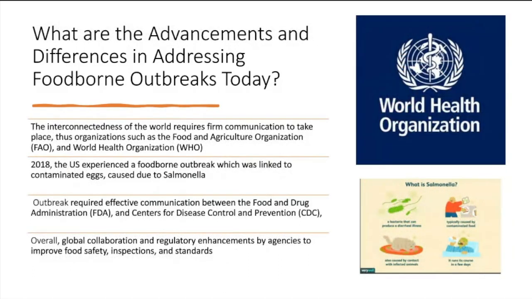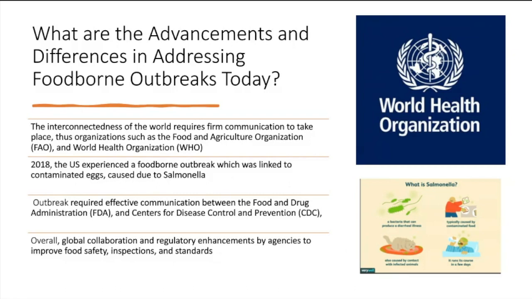The interconnectedness of the world requires firm communication to take place. Thus, organizations such as the Food and Agriculture Organization and the World Health Organization work together to ensure global food safety concerns are addressed and solved effectively. For instance, in 2018, the U.S. experienced a foodborne outbreak which was linked to contaminated eggs caused by Salmonella, a bacteria commonly associated with poultry products.